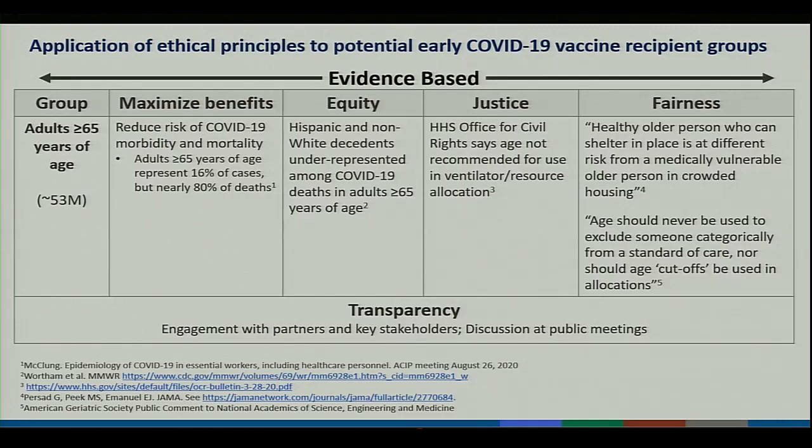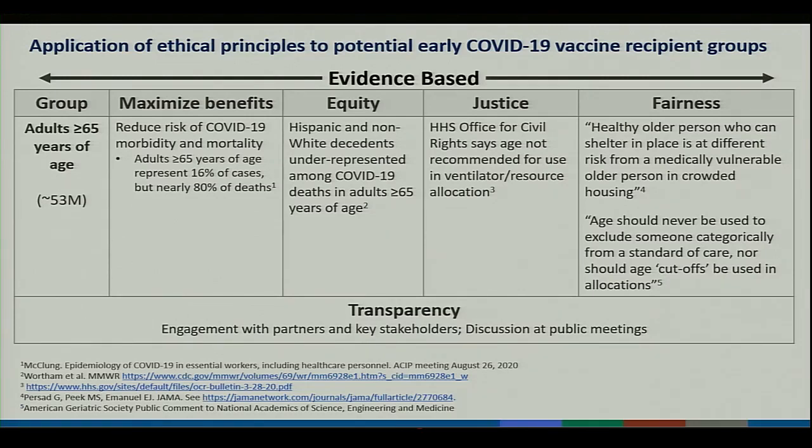Adults 65 years of age and older represent 16% of cases, but nearly 80% of deaths. However, there are other things to consider in this population. Under equity, Hispanic and non-white decedents are underrepresented among COVID-19 deaths in adults 65 years of age and older. Under justice, the HHS Office for Civil Rights says a strict age cutoff or age-based criteria alone is not recommended for use in ventilator or resource allocation.